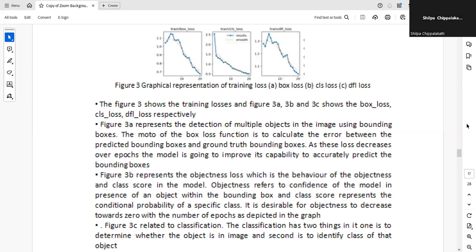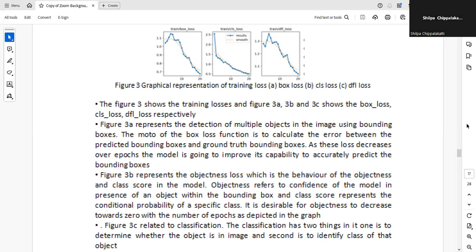Figure 3 shows the training losses, where 3A shows the box loss, 3B shows the CLS loss, and 3C shows the DFL loss. 3A represents the detection of multiple objects in the image using bounding boxes. The motto of the box loss function is to calculate the error between the predicted bounding boxes and ground truth bounding boxes. As this loss decreases over epochs, the model improves its capability to accurately predict the bounding boxes. Figure 3B represents the objectness loss, which is the behavior of the objectness and the class score in the model.